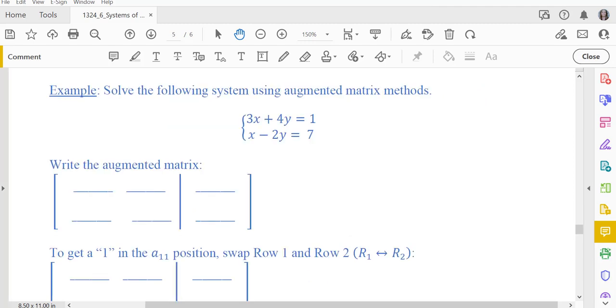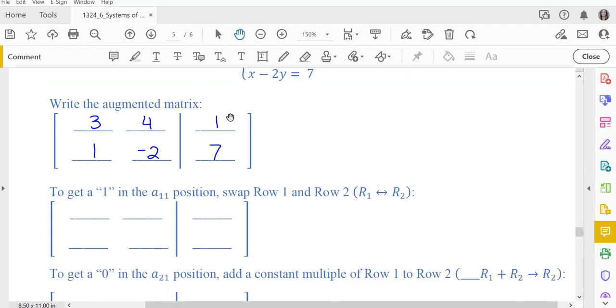Let's go do this process again. Solve the following system using augmented matrix methods. The system is 3x plus 4y equals 1, x minus 2y equals 7. The augmented matrix will be 3, 4, 1, 1, -2, 7. I want a 1 up in the top left corner. I can accomplish that by swapping row 1 and row 2. I get 1, -2, 7, 3, 4, 1.